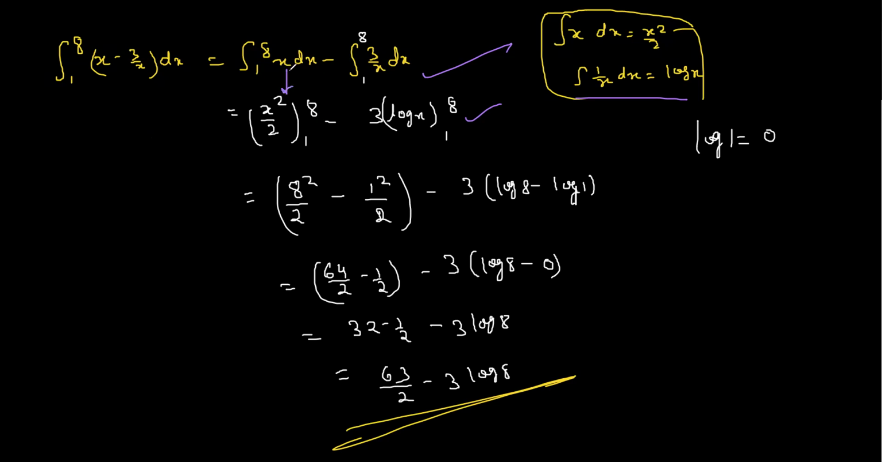Integration of x is x square over 2. Integration of 1 by x is log x. And 3 by x becomes 3 log x. Now put the upper limit and then lower limit. Similarly, here also put upper limit and lower limit. Between upper limit and lower limit, there is a minus, right? Okay. Yeah, that's right. Now this is the simplification part. Always remember log 1 is 0. Okay.